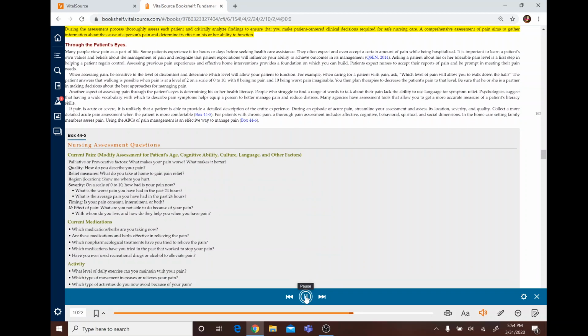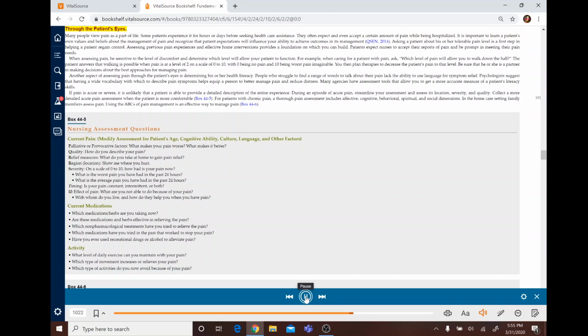Assessment. During the assessment process, thoroughly assess each patient and critically analyze findings to ensure that you make patient-centered clinical decisions required for safe nursing care. A comprehensive assessment of pain aims to gather information about the cause of a person's pain and determine its effect on his or her ability to function.